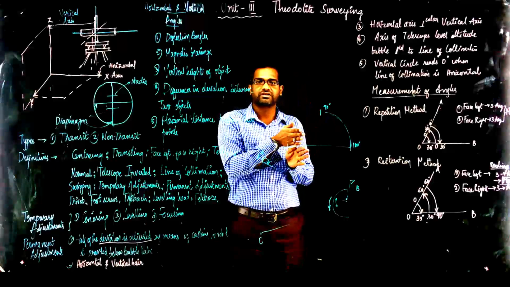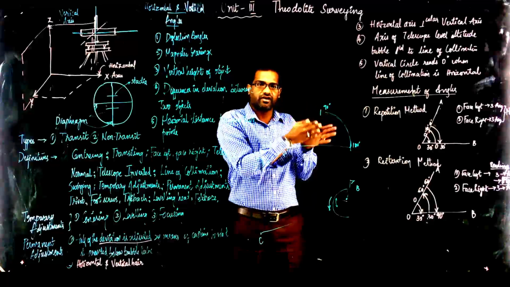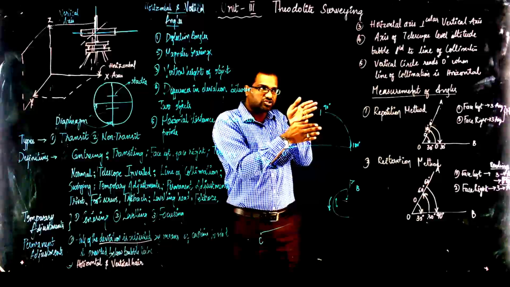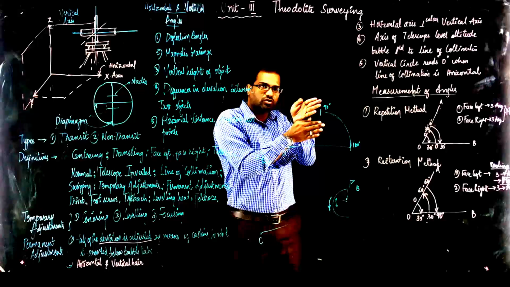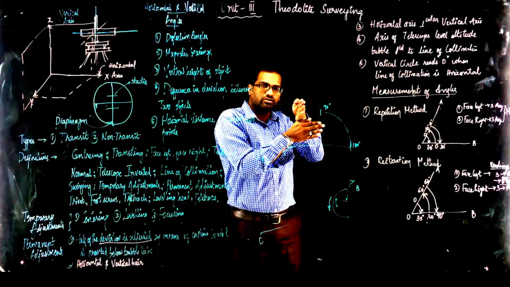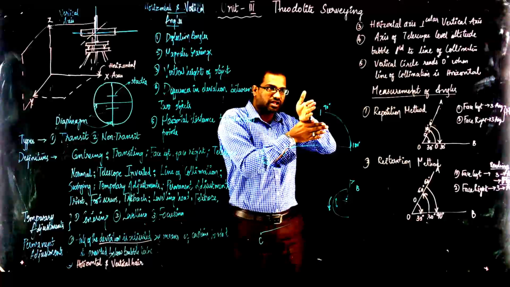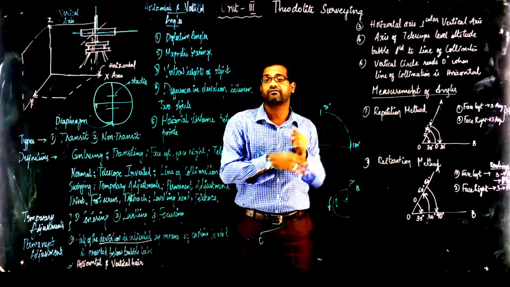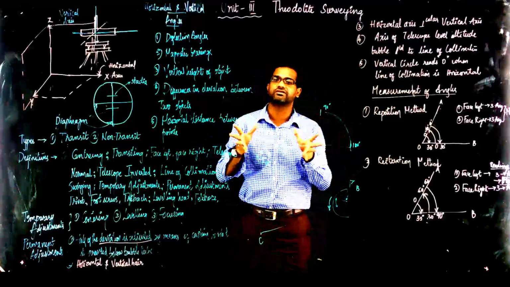One is the bottom circle, the other is the top circle. Now I have two hands. If I place them one above the other in such a way that both match at 0 degrees, and then start rotating this, I can read the angle because this is set to 0, and 10, 20, 30, 40, 50. So I can read the angle if I have a scale there. That is how the theodolite is designed.